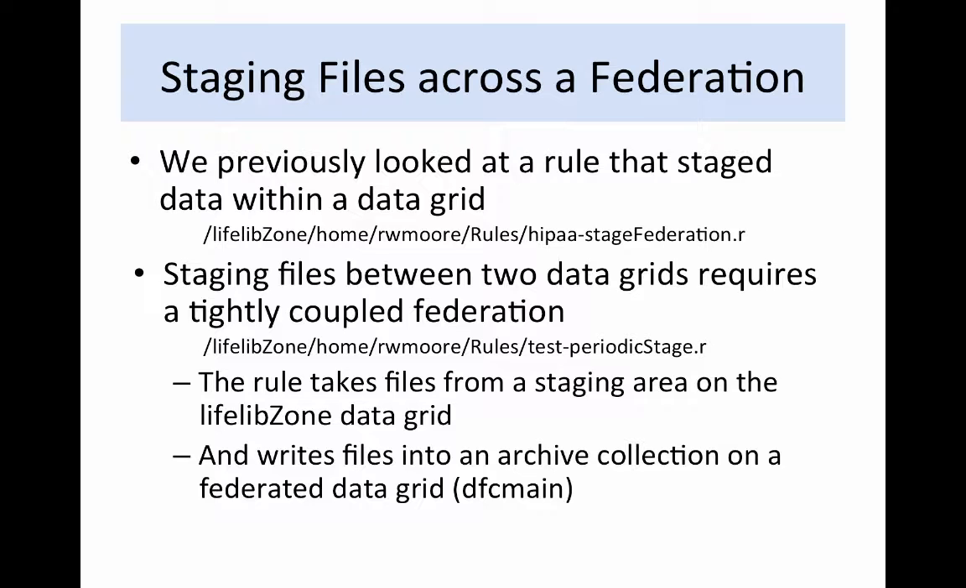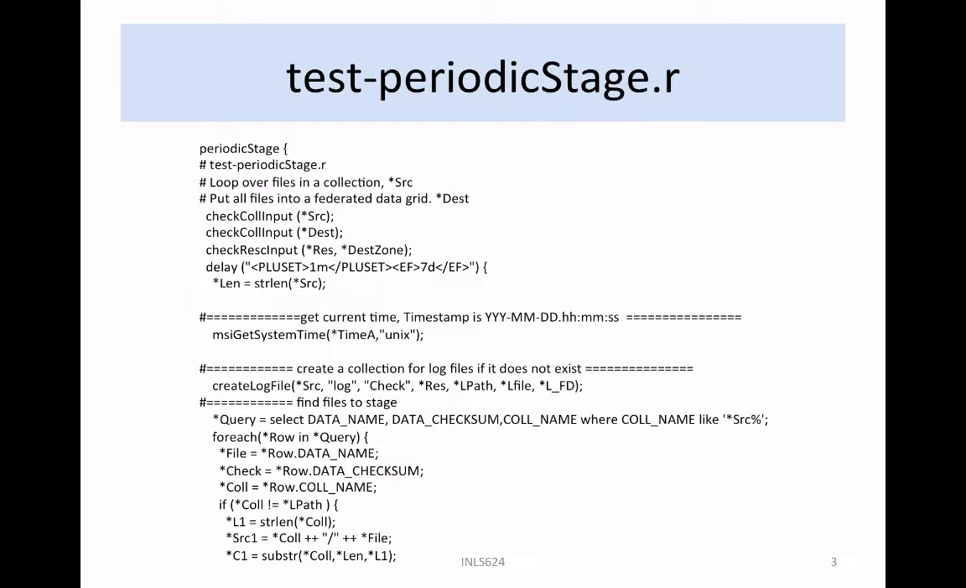The rule test-periodicstage.r takes files from a staging area on the LifeLive Zone data grid and writes files into an archive collection on a federated data grid, such as DFC main. The rule test-periodicstage.r is shown here.